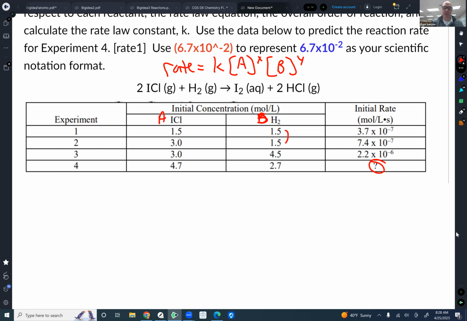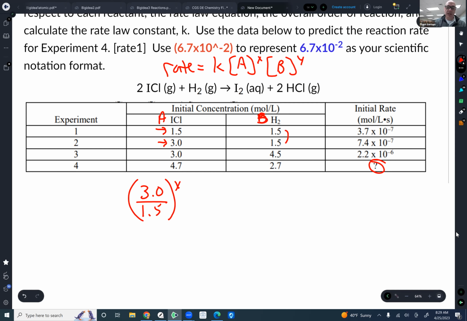So that happens on experiments 1 and 2. What we're going to do is take this larger value on experiment 2, 3, divided by 1.5 in experiment 1. We're going to set that equal to the x power, and then use these exact same ratios: 7.4 times 10 to the negative 7 over 3.7 times 10 to the negative 7. Now, when we have exponents that are the same, we get the privilege of just canceling those out. So 3 divided by 1.5 is 2 to the x, and 7.4 divided by 3.7 is 2. So my value for x comes out to be 1.